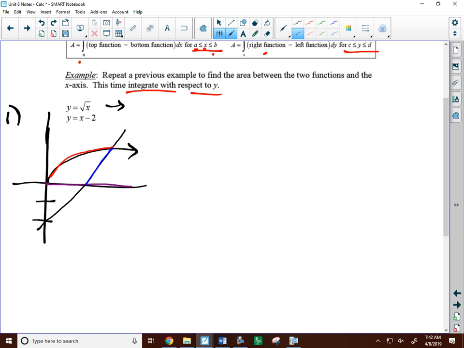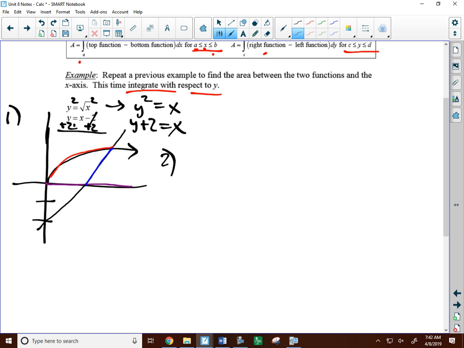So I need to solve them for x. So the first one, I'm going to square both sides, and it'll be y squared equals x. Square root of x squared is just x. This one here, I need to solve for x, so I'll add 2. And so we'll have y plus 2 equals x. Okay, and that helps us for step 2 and step 3.